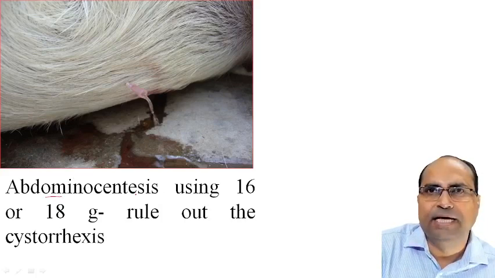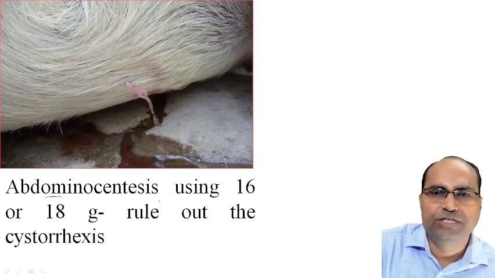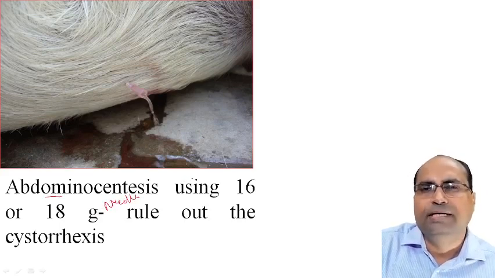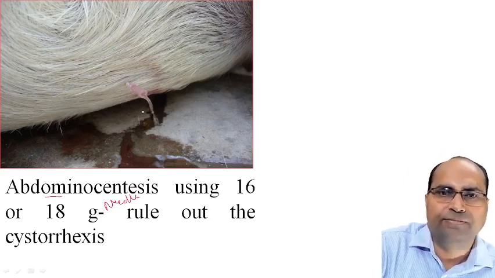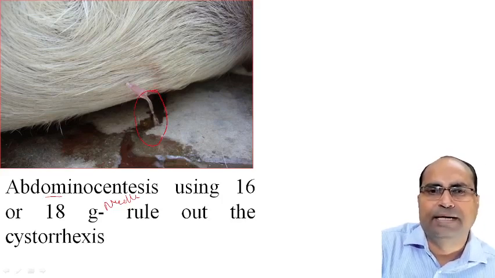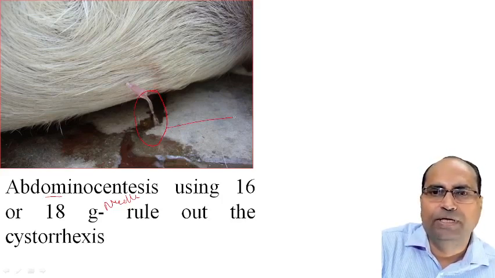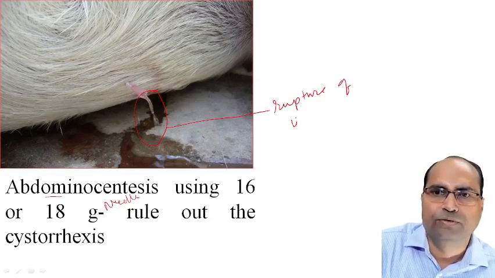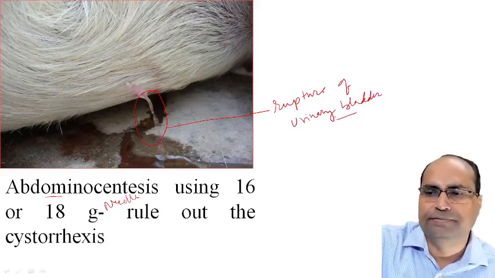Abdominocentesis is performed using a 16 or 18 gauge needle to rule out the cystorrhaphy. If the urine comes out on the abdominocentesis, that confirms the rupture of the urinary bladder. Rupture of the urinary bladder is confirmed.